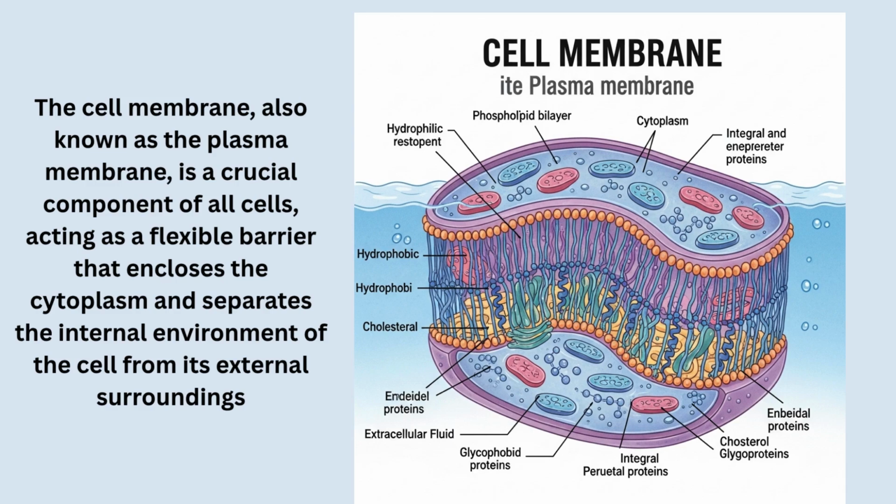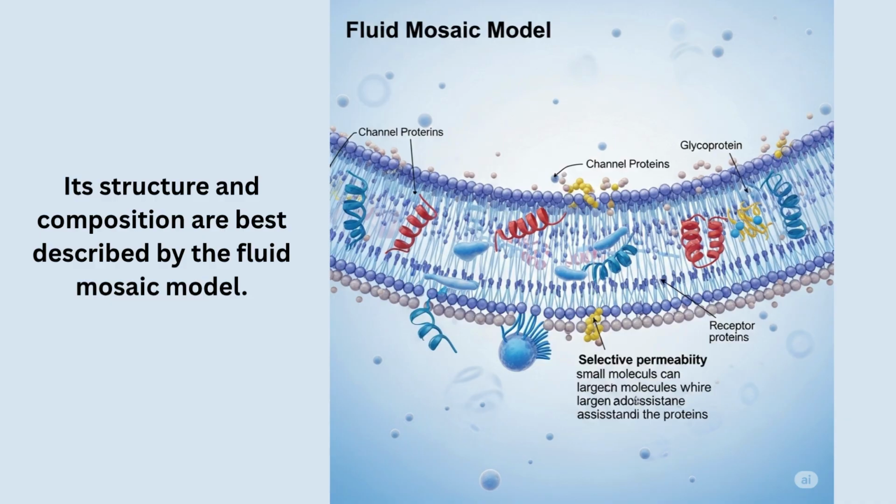The cell membrane, also known as the plasma membrane, is a crucial component of all cells, acting as a flexible barrier that encloses the cytoplasm and separates the internal environment of the cell from its external surroundings. Its structure and composition are best described by the fluid mosaic model.